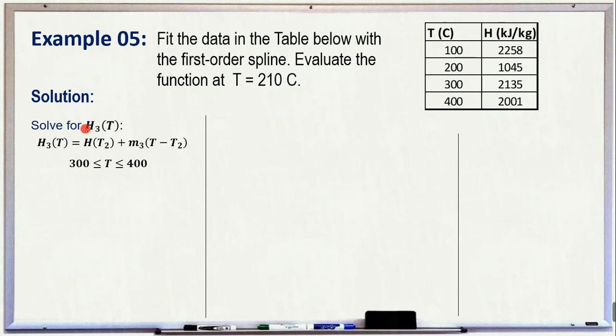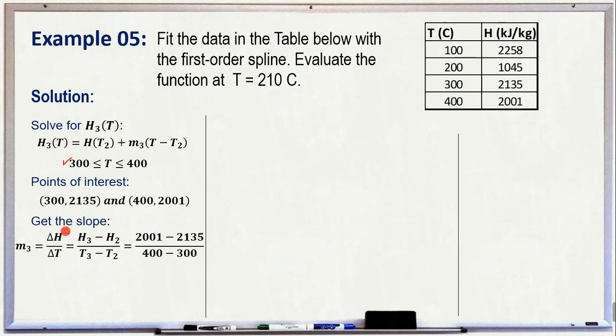Lastly, for the third linear spline, h3 of t. So this is the format and this is its domain. Now the points of interest here are the third and fourth points whose coordinates are 300, 2135 and 400, 2001. Next, solve for the slope.